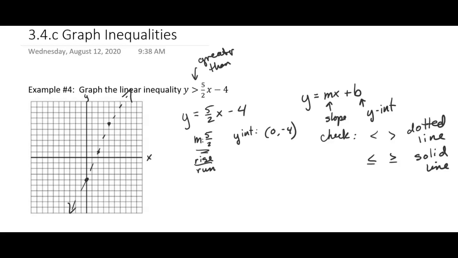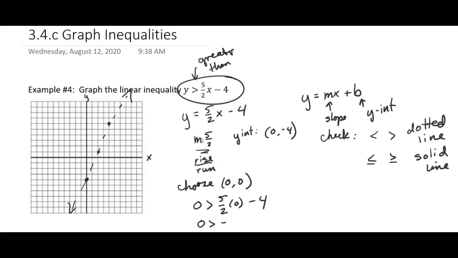Now that's the boundary line that we were talking about. So now we have to pick a point not on the boundary line. Any of the other points, they just can't be on the line. I usually pick (0, 0) because it's not on the line. And I plug it into the inequality to see if it's true. So 0, to see if it's a solution, is greater than 5 halves times 0 minus 4. Then I have to do the math. So I get 0 is greater than negative 4.